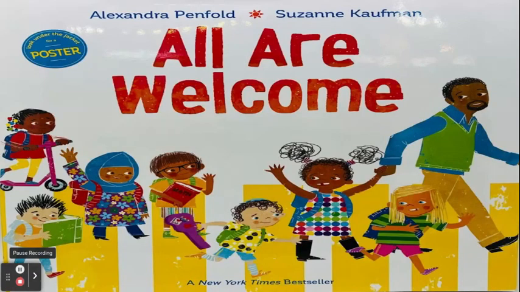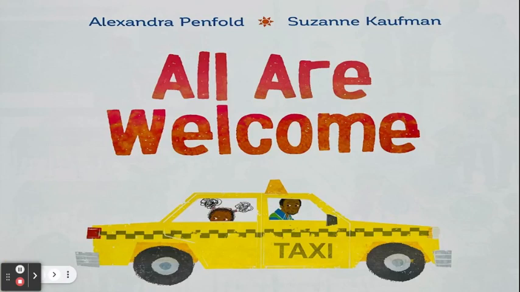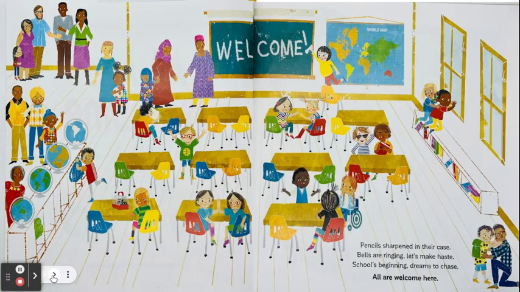As I do this lesson, I'm going to model what I would do if I were working with a class of students. All right, boys and girls, today we're going to read a story called All Are Welcome. And I'm looking at the cover and I'm trying to think, what is this story about? And then the students would generate some ideas and they would share aloud what the story is about. So let's read the story, All Are Welcome by Alexandra Penfold and Suzanne Kaufman. Let's first take a look at this picture, boys and girls. What are some things that you see in this picture? And the students would identify those. And then I would start reading.